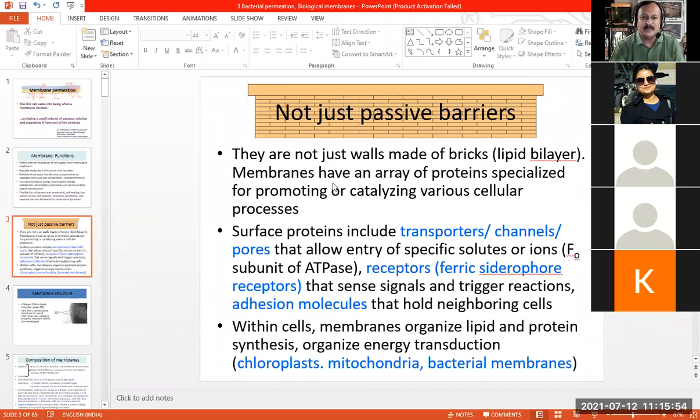There are many types of different proteins which are associated with the membrane. Either these proteins are inside the membrane, or they are just on the periphery of the membrane, loosely attached to the membrane. Some of the proteins are actually moving within the membrane, they are soluble in the membrane. And some of these proteins would include, for example, the surface proteins like the transporters, the channels, and the pores. These are the proteins which allow the entry of specific solutes.